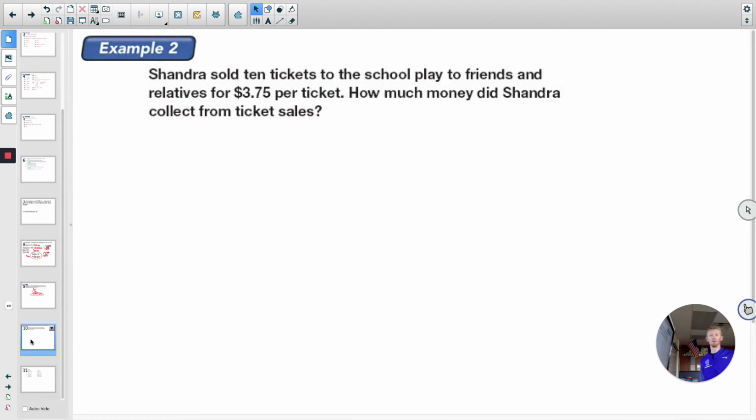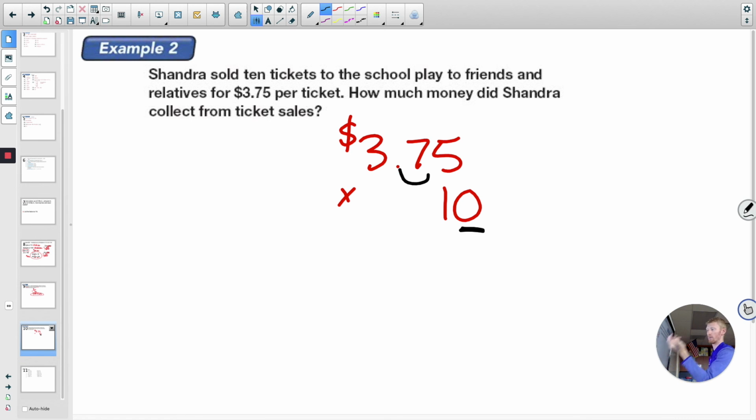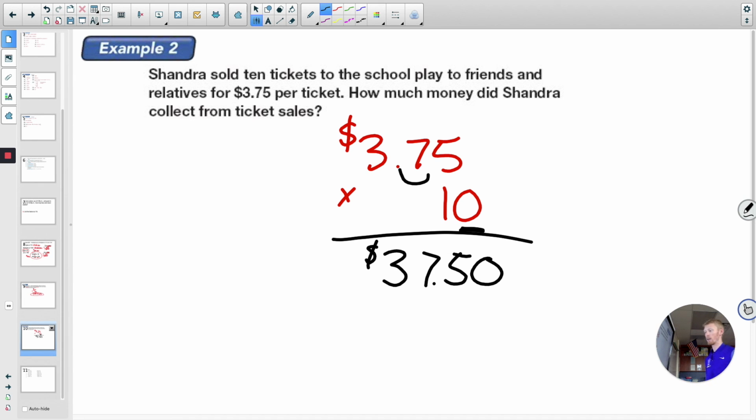All right, here's one more. Chandra sold 10 tickets to the school play to friends and relatives for $3.75 per ticket. How much money did Chandra collect from ticket sales? So $3.75, multiply that by 10. Now, the easy trick is you just move that decimal 1 spot to the right because you have a 0. So 1 spot and then multiply everything by 1. So then my answer would be, still have my same 3 numbers, but the decimal's over here now. So $37.50.